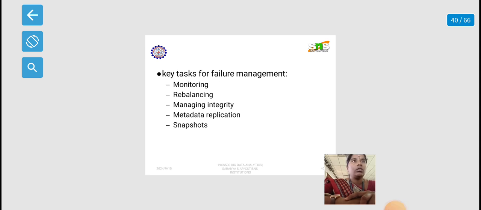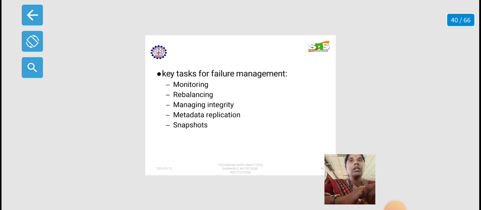Enabling this level of reliability should be facilitated through a number of key tasks for failure management, some of which are already deployed within HDFS while others are not currently implemented. The key tasks for failure management are monitoring, rebalancing, managing integrity, metadata replication, and snapshots.